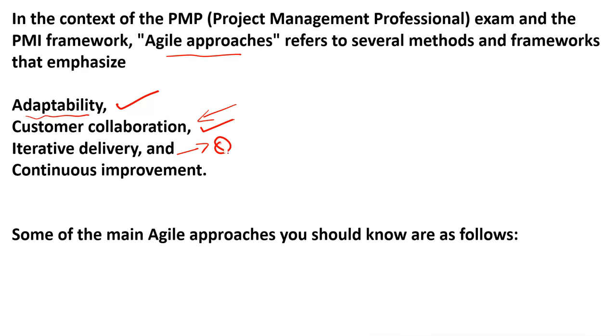Iterative delivery means we do not have to compromise on quality. The main word we use for iterative delivery is refinement. When we make the prototype, we have to show the initial version to the customer, and on the basis of their feedback we have to refine it, and then comes continuous improvement.